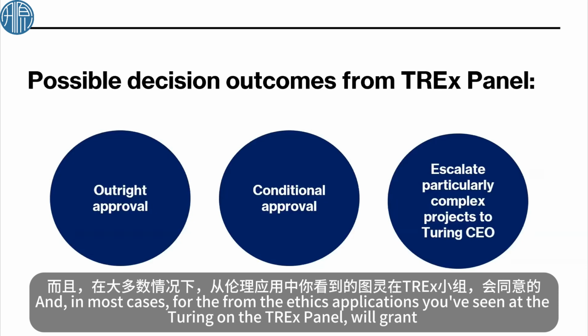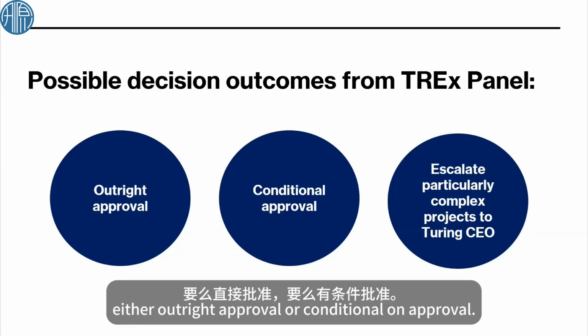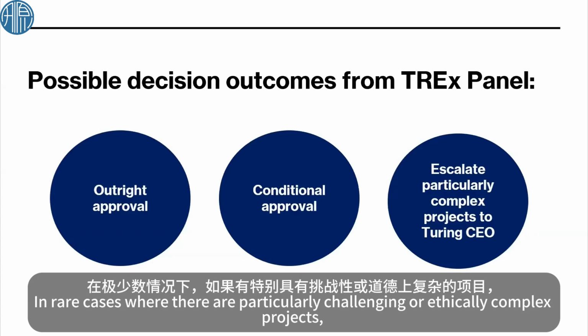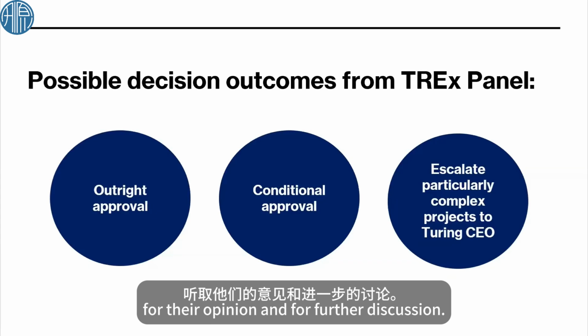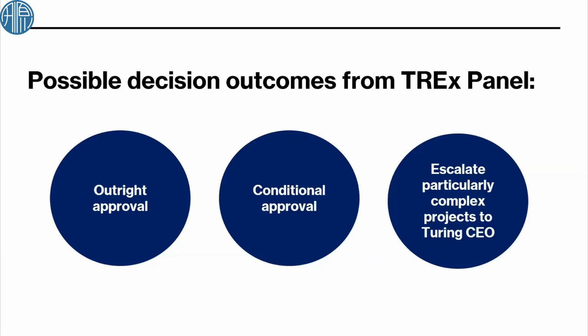And in most cases, from the ethics applications we've seen at the Turing, the TREX panel will grant either outright approval or conditional approval. In rare cases where there are particularly challenging or ethically complex projects, the TREX panel can choose to escalate these projects to the organization's CEO for their opinion and for further discussion.